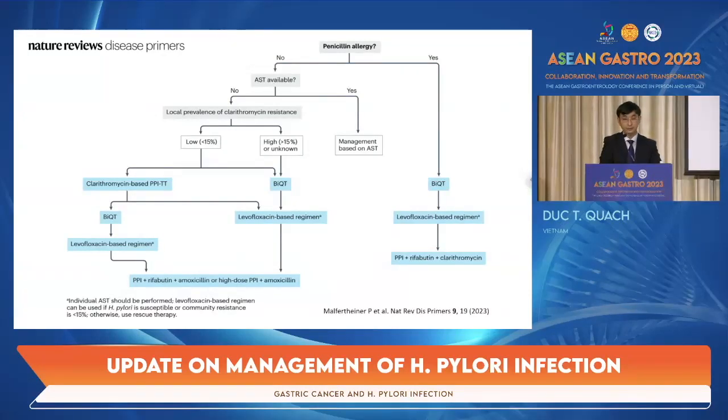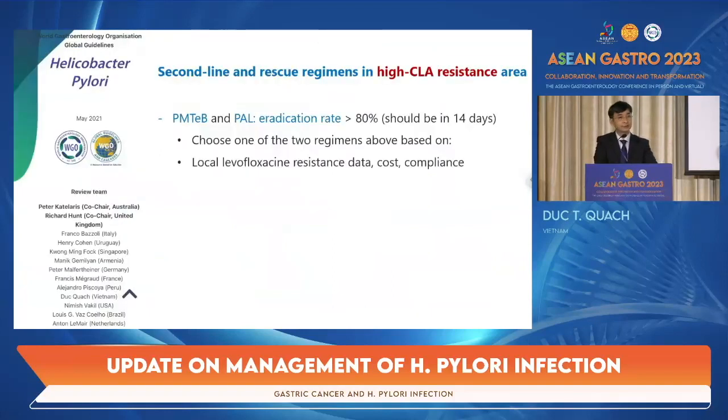This is for the general population, but the recent WHO guideline confirmed that we should be careful with second-line and rescue therapy in high clarithromycin resistant countries. The bismuth quadruple treatment and the levofloxacin-based triple therapy generally show a higher than 80% eradication success rate. We use the regimen for 14 days, and which one we choose should be based on local availability of the drug, the cost, compliance, and the allergy history of the patient.